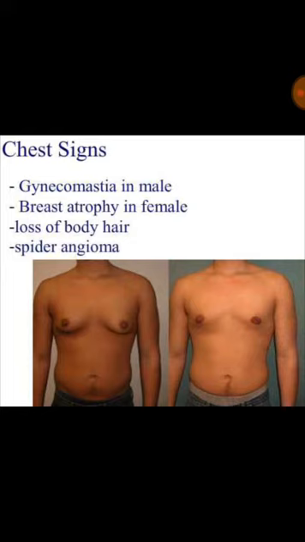Now let's discuss the chest signs. What are the features that are seen in the chest in liver failure? They are gynecomastia in males, breast atrophy in females, loss of body hair, and spider angioma as we discussed just now. All of these four features occur because of an increase in estrogen level in circulation.